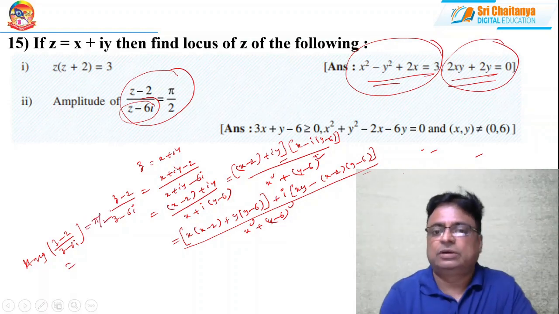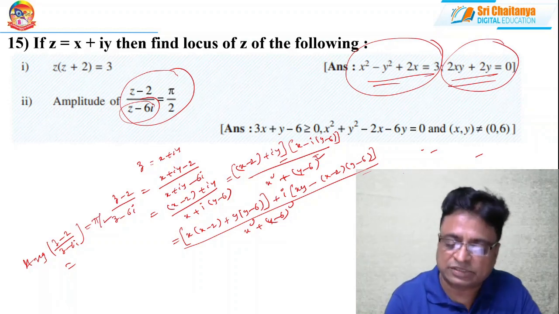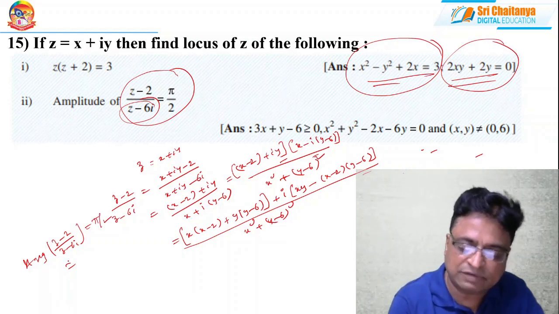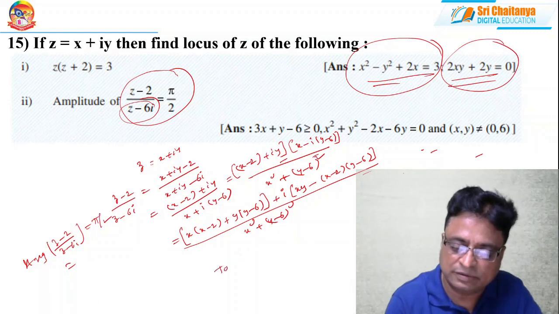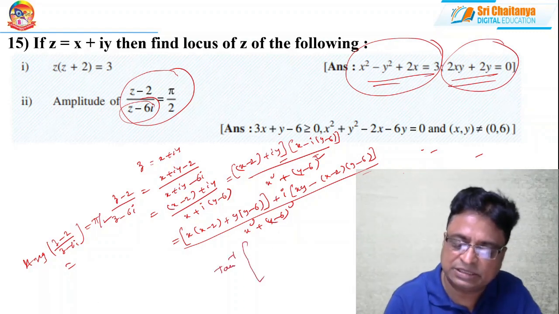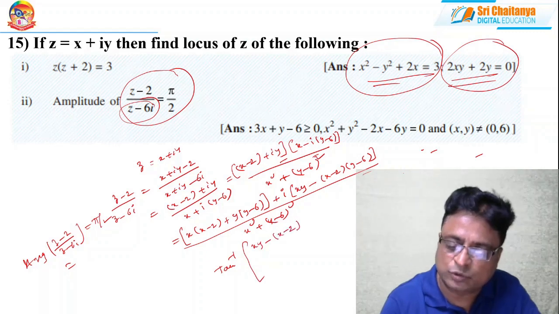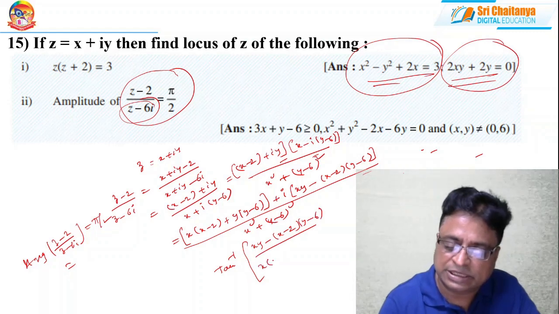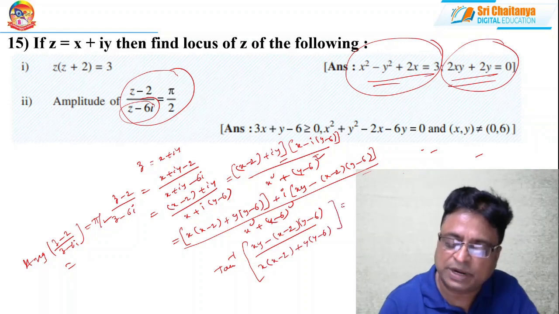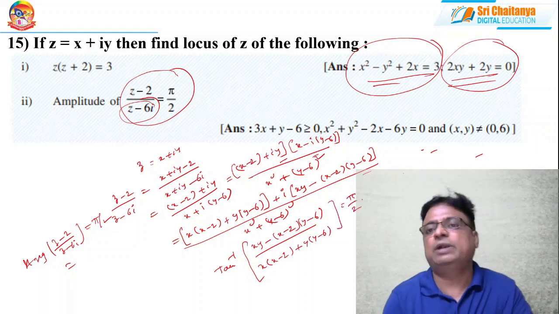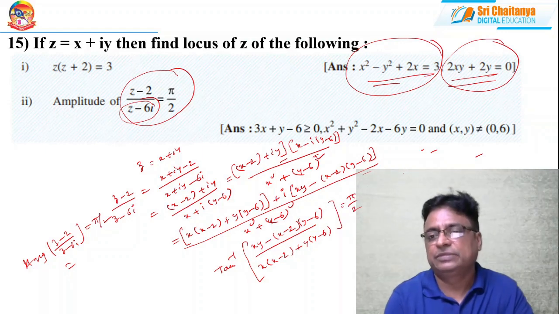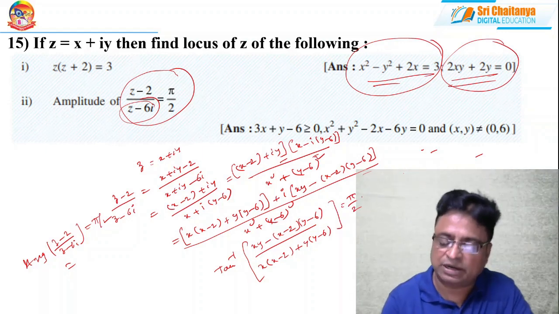That is tan inverse of y by x. That means tan inverse of y by x, that is, (x minus 2) into (y minus 6) by x into (x minus 2) plus y into (y minus 6), is equal to pi by 2. Tan pi by 2 is what? Infinity. Infinity means 1 by 0, I can write conveniently.